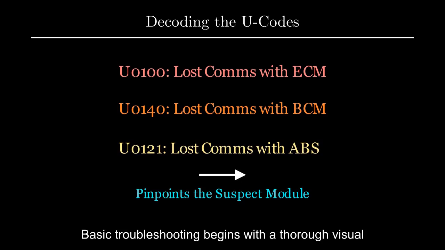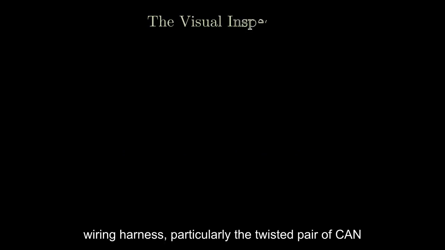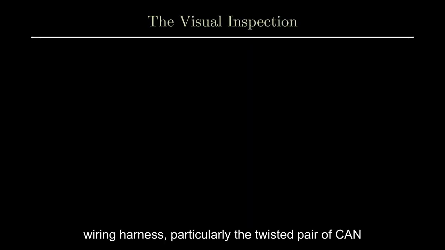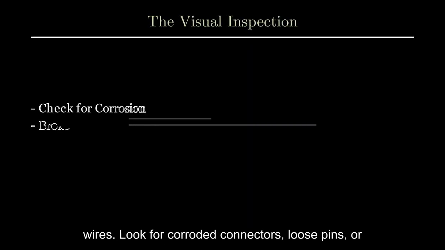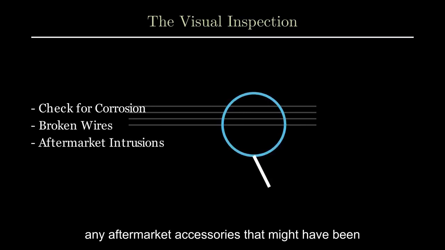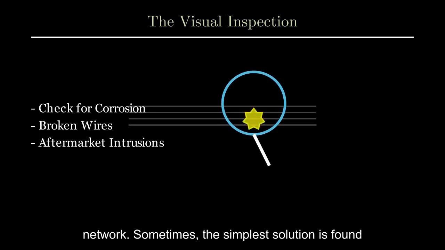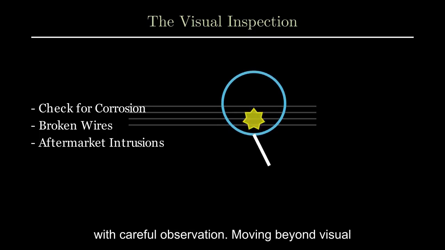Basic troubleshooting begins with a thorough visual inspection. Check for obvious signs of damage to the wiring harness, particularly the twisted pair of CAN wires. Look for corroded connectors, loose pins, or any aftermarket accessories that might have been improperly installed and are interfering with the network. Sometimes, the simplest solution is found with careful observation.